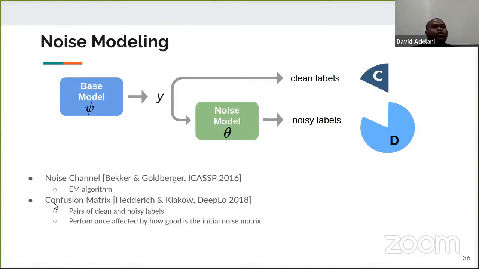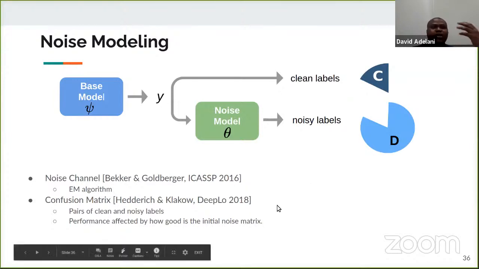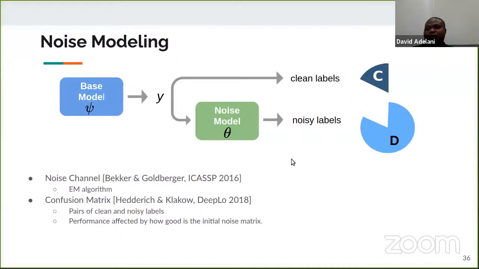Another approach is using the confusion matrix. Confusion matrix is what we do on a classification task. So we can compare all the clean labels and the noisy labels for the few examples we have. And with this, we can have a confusion matrix, and we can use this to initialize our noise model. But this noise matrix is still trainable, and over time it's going to change after training the model. And this makes the model more robust to the noise level and even improves the performance.